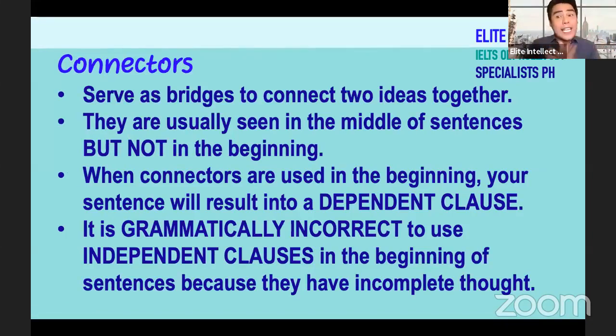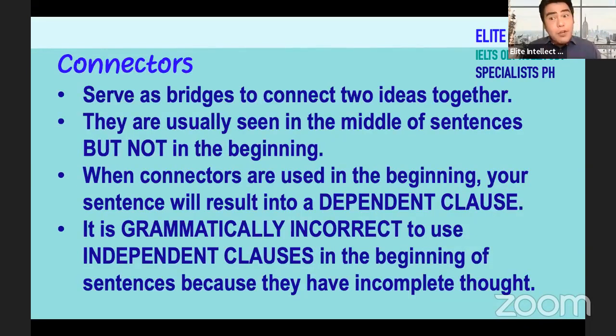So imagine that. Let's say Samar is your idea one and then Leyte is your idea two. For you to connect Samar and Leyte, which is your idea one and your idea two, you would need a bridge to go in between them. So these are the purposes of your connectors. They are usually seen in the middle of sentences, but not in the beginning. Connectors should not be used in the beginning of your sentences. When the connectors are used in the beginning of sentences, your sentence will result into a dependent clause, and you wouldn't want that on the exam.